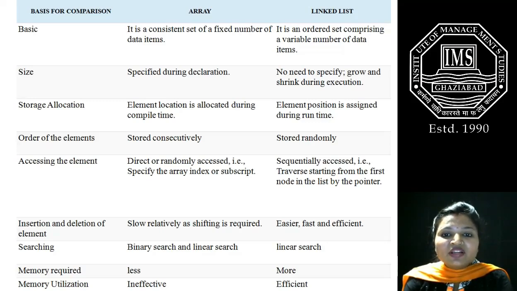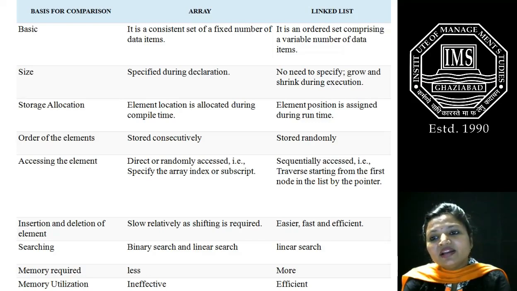Storage allocation. Element allocation is allocated during compile time. When we declare an array, the memory according to the size of the array gets fixed at compile time, whereas element position is assigned during runtime in linked list. At the time of executing the program, depending upon the requirement, when a node is added or deleted, the memory will get allocated or deallocated to the element.